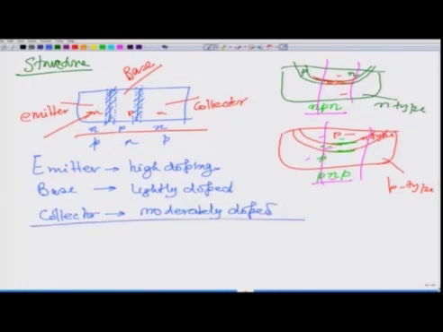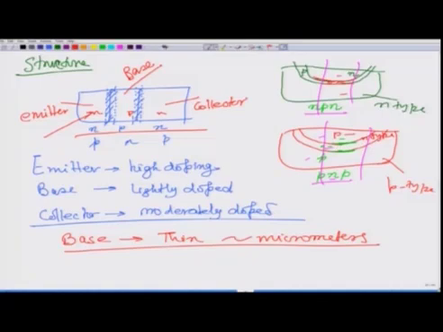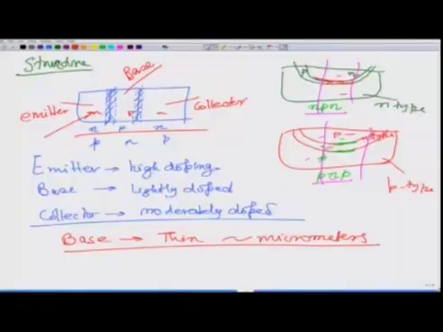Another good description is in terms of the geometrical parameters. The base, very important, this base region is very thin, say of the order of micrometers or so. This base region is very thin as compared to the emitter and collector, and in these two also the collector will have a larger width as compared to the emitter. So, there also you can make some classification which one is emitter, which one is collector, and base is of course very thin. Then comes the symbol for this transistor.